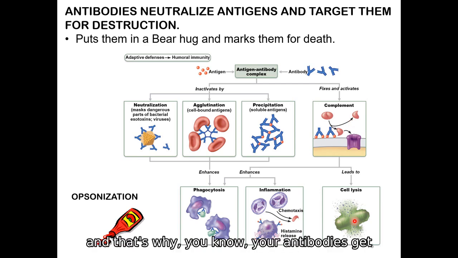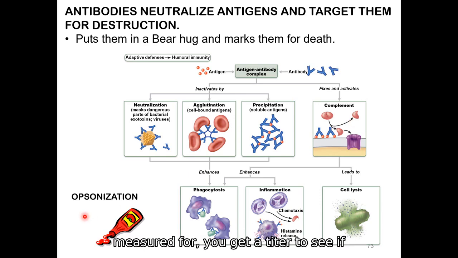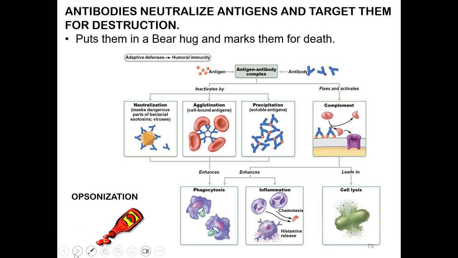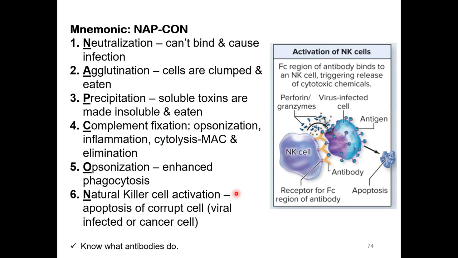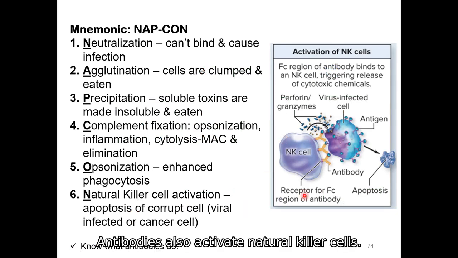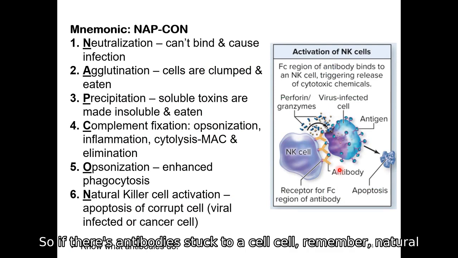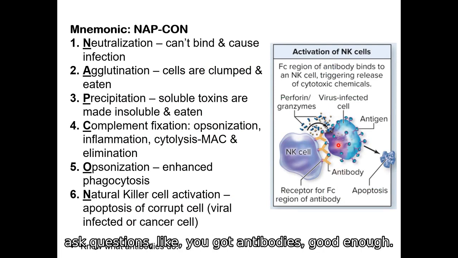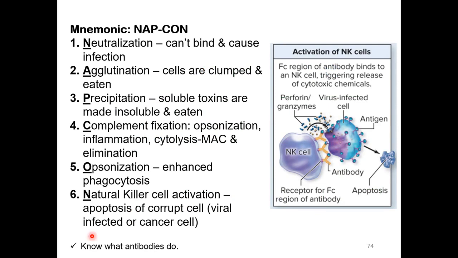It neutralizes it, and that's why your antibodies get measured. You get a titer to see if you're immune to things. Usually, if you have antibodies to something, you're good. Antibodies also activate natural killer cells. So if there's antibodies stuck to a cell, remember, natural killers don't ask questions. You got antibodies, good enough.